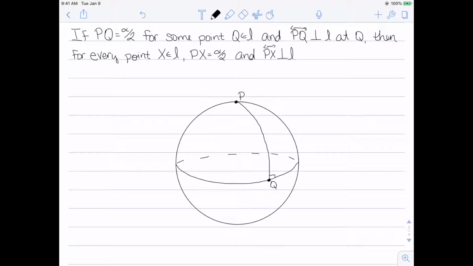The idea here: I have my sphere, I have my point P at the top and my point Q on the equator. So I know the distance between P and Q is equal to alpha over 2, and I know that this line is perpendicular. Then if I pick any other point on this line X, and I try to draw the line between P and X, it will still be perpendicular, and the distance between P and X will still be equal to alpha over 2.